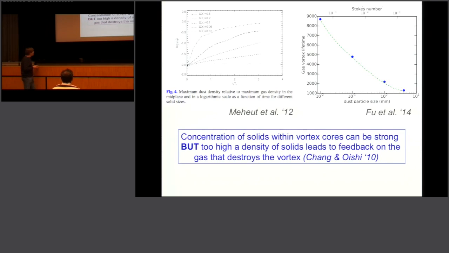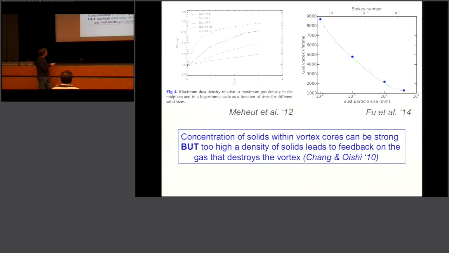Now, a problem, however, is that if you get too many solids accumulating in the vortex, then for the same sorts of reasons we were talking about yesterday, the effect of the solids feeding back on the gas dynamics can't be ignored anymore. Okay? And it turns out that feedback tends to destroy the vortex as well. So even if we have a purely two-dimensional circumstance where the vortex is indefinitely stable, just in the gas sense, if we load it up with too many particles, the aerodynamic feedback of those particles on the gas will work to destroy the vortex. And that's what's shown here.